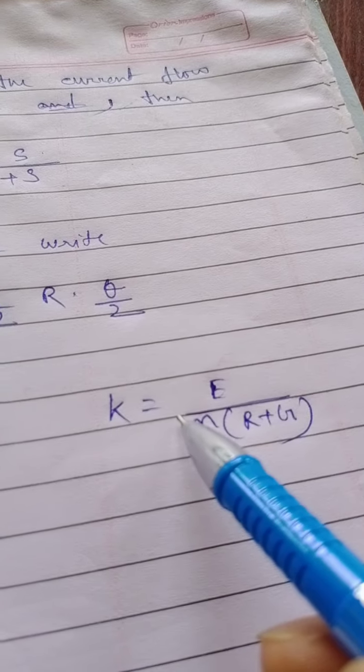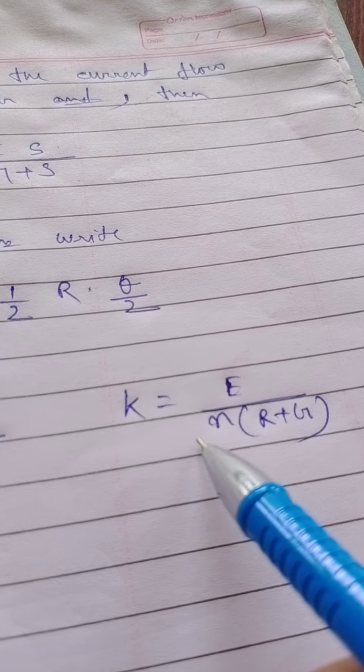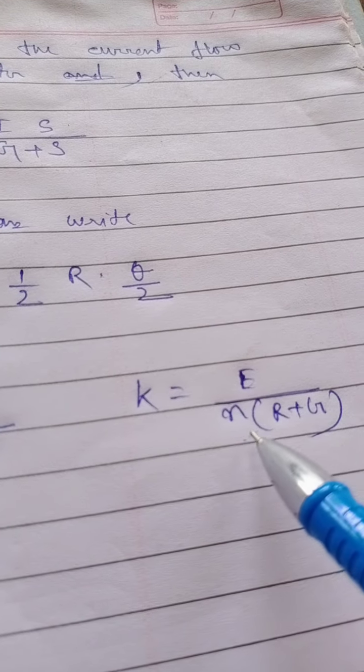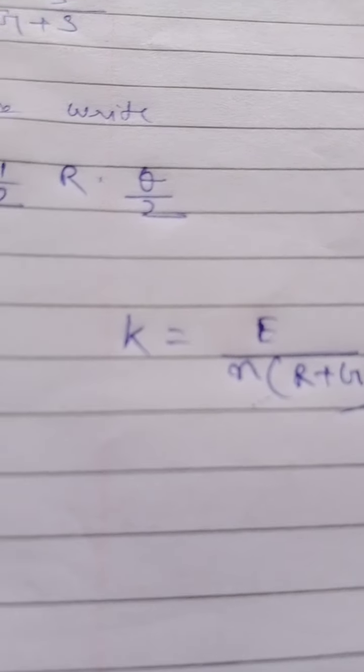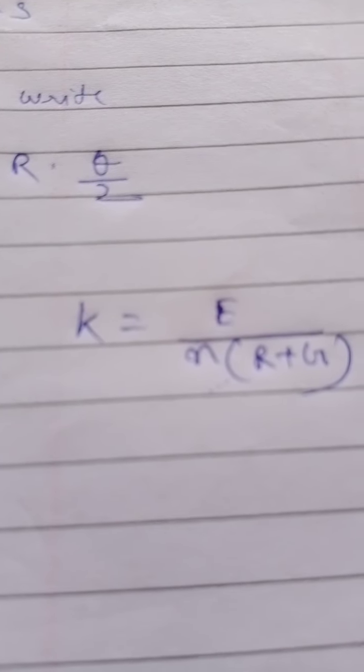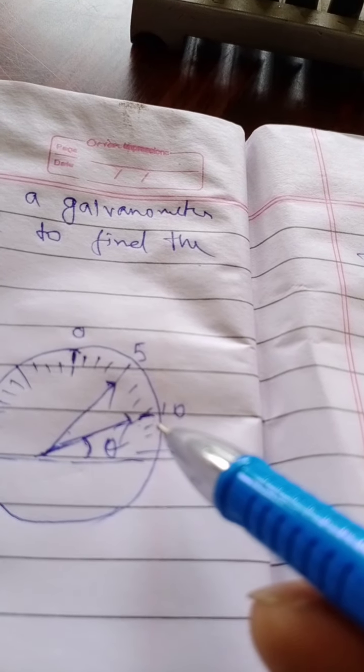And for K, the figure of merit, the formula is E by N into R plus G. E by N into R plus G. N means the first division, that means the first deflection. How much? 10.